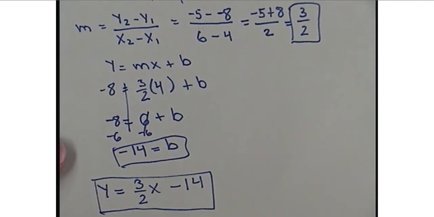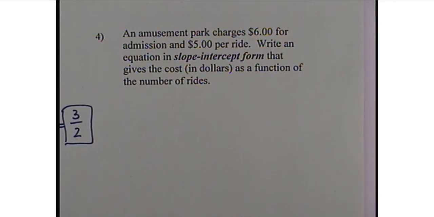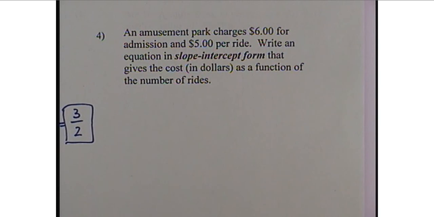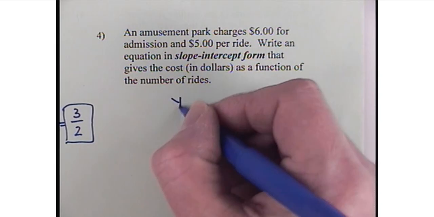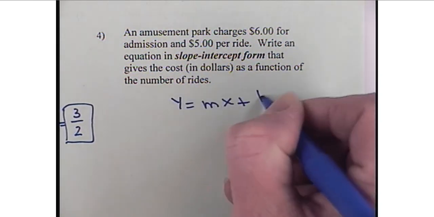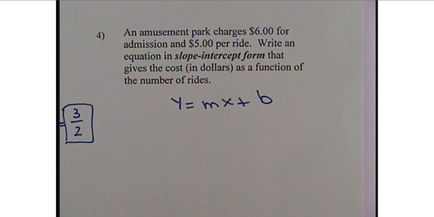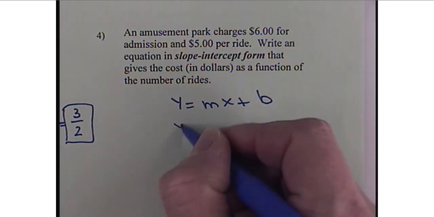Alright, next example, number 4. An amusement park charges $6 for admission and $5 per ride. Write an equation in slope-intercept form that gives the cost in dollars as a function of the number of rides. So y equals mx plus b, that's what they're asking us to write. And remember, when we talk about gym membership or even going to the community center, there's always one-time fee that everybody's charging. So one-time fee in this case will be b.